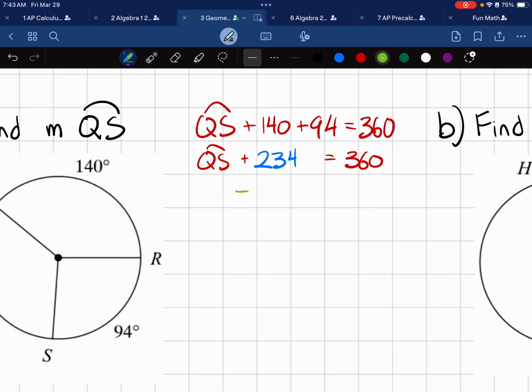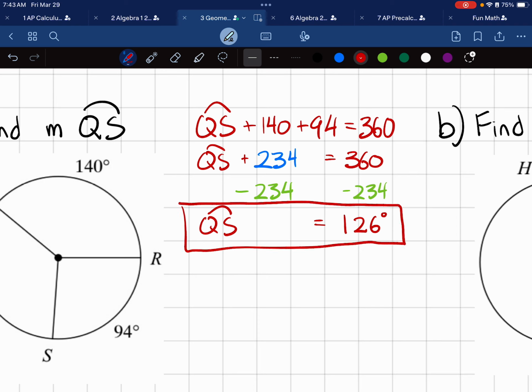From here, I'm going to subtract 234, subtract 234. And when I do that, I'm left with arc QS, which we're trying to solve for. And that's going to be equal to, what is it going to be? 126 degrees. I'm going to put degrees because it's my final answer. So I can go ahead and box the final answer. Nice.